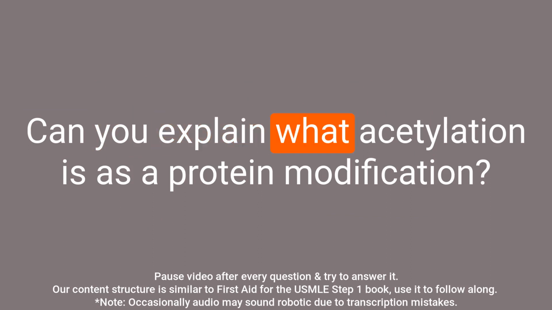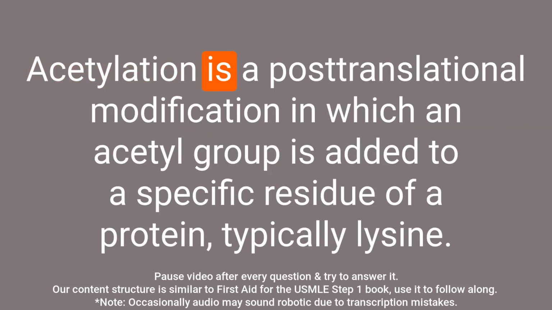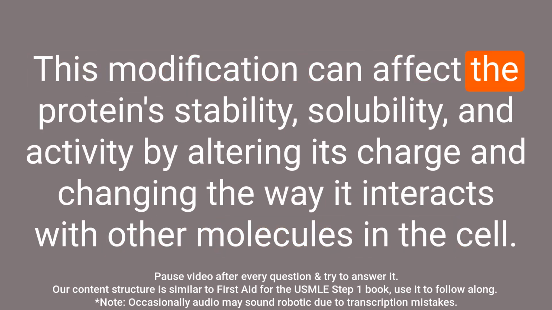Question: can you explain what acetylation is as a protein modification? Answer: acetylation is a post-translational modification in which an acetyl group is added to a specific residue of a protein, typically lysine. This modification can affect the protein's stability, solubility, and activity by altering its charge and changing the way it interacts with other molecules in the cell.